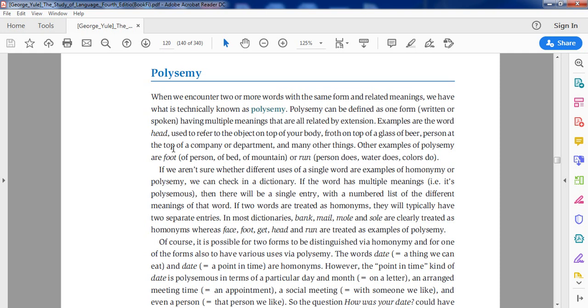And we have here other examples. For example, foot. Foot of a person, your foot, your feet, sorry. And foot or feet of a bed, of course the legs of the bed, and the feet of a person. And foot of a mountain, the bottom of the mountain. We say foot of a mountain. So they have related meanings. Yes, we have different meanings, but they are related.